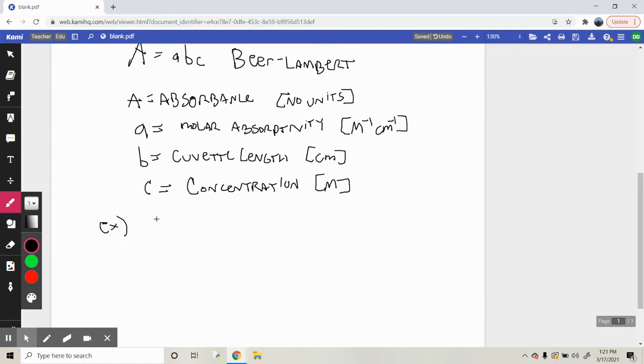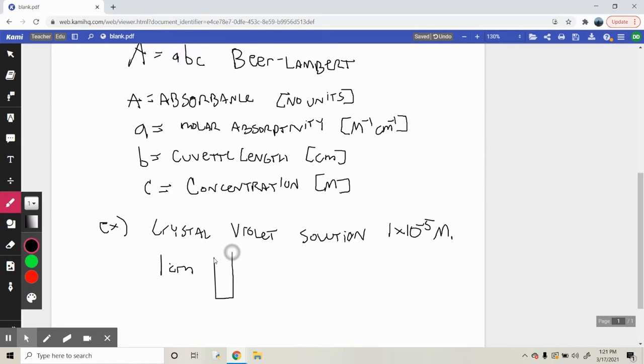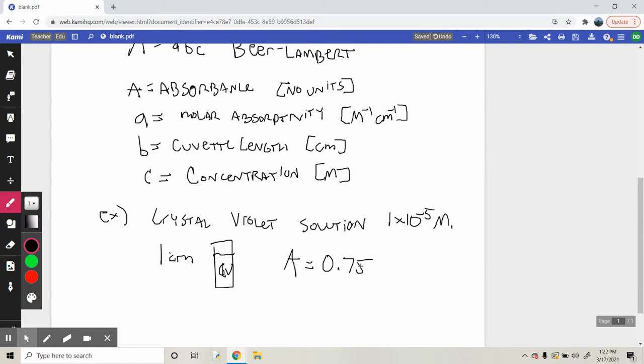Anyway, let's say that we got a crystal violet solution, and it is at 1 times 10 to the negative 5th molarity. We have a 1 centimeter cuvette. We put the crystal violet in there and measured the absorbance, and it read 0.75. Well, let's just calculate the molar absorptivity then.